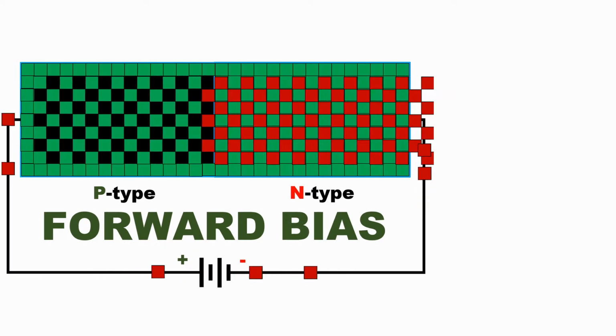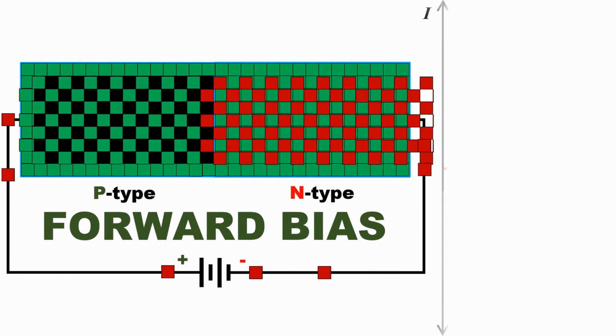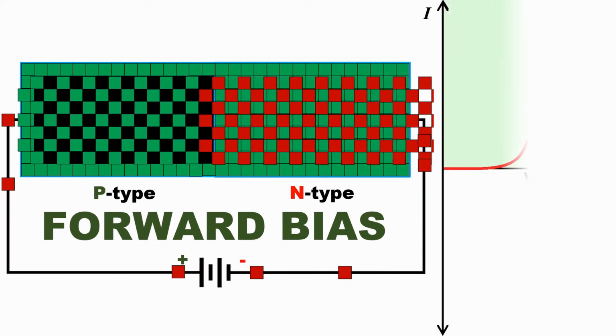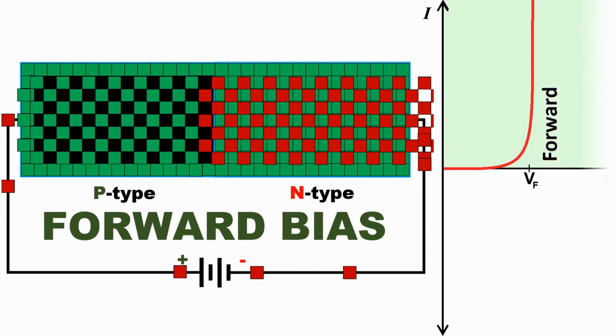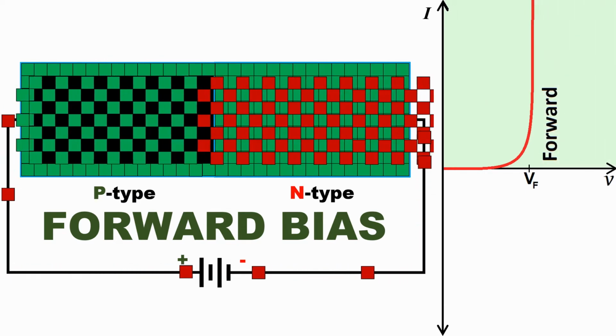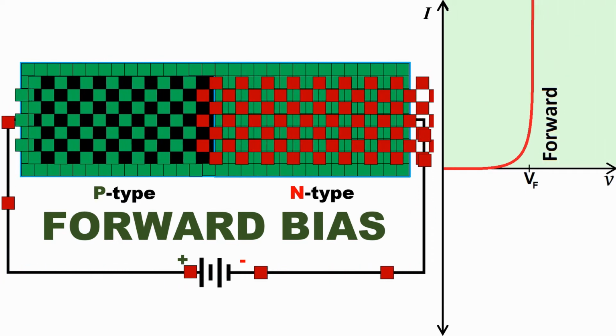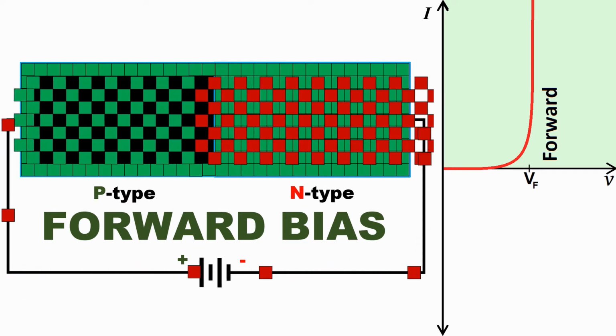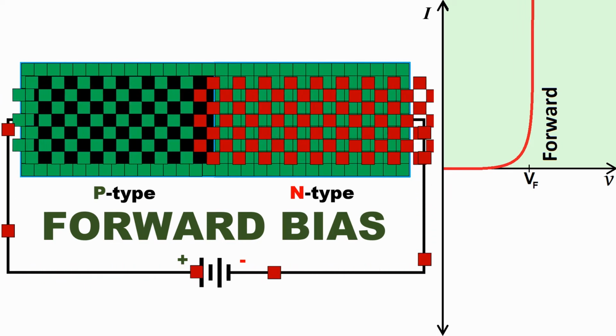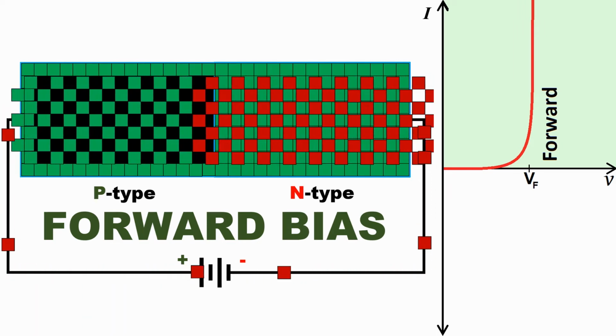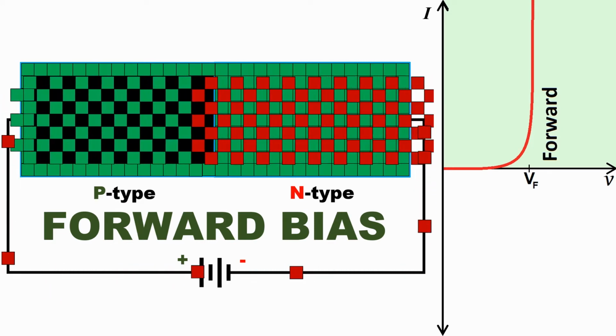The higher the voltage, the higher the current will be, like shown in this graph here. But don't increase the voltage too much, because the current will increase drastically, and if the current is too high, it will break the device. This device is now conducting electricity, and all electrons move forward, so we can call this condition forward bias.